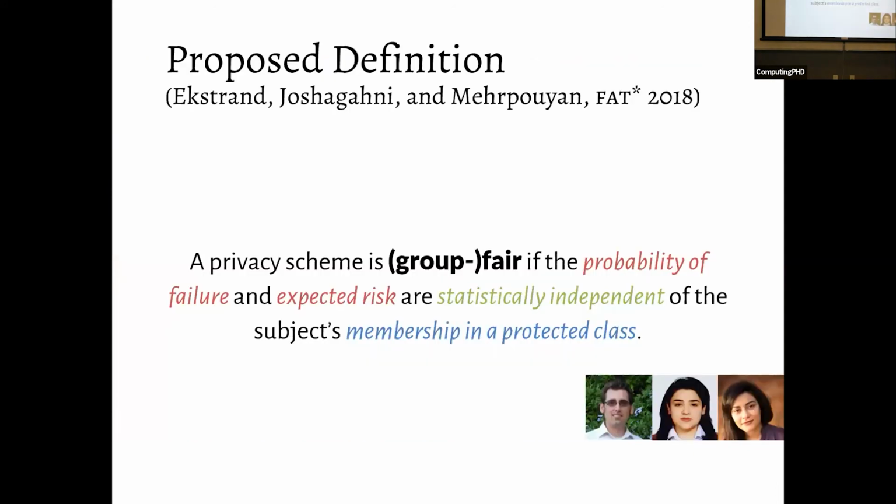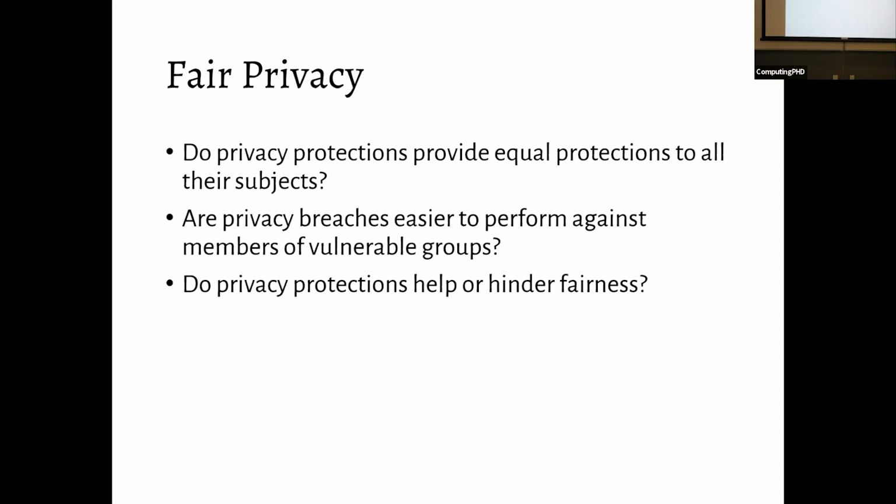So we proposed a definition that a privacy scheme is fair if the probability of failure and the expected risk from privacy failure are independent of subject membership in a protected class. Just one possible definition, but we put this forward as a possible definition of what it would mean for a privacy system to be fair. So the privacy system does not protect members of one race more than it protects members of another race or of another gender. People have taken this and variants of this and gone hunting and found disparate privacy in a variety of systems. It's been fun to see that work show up.